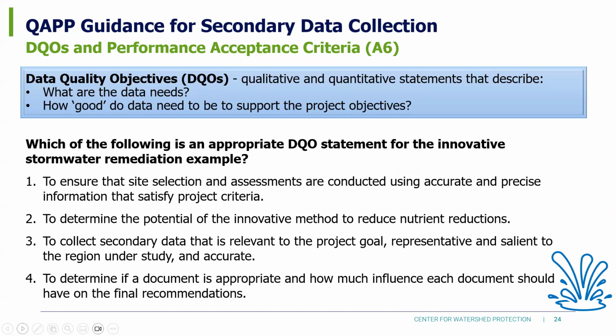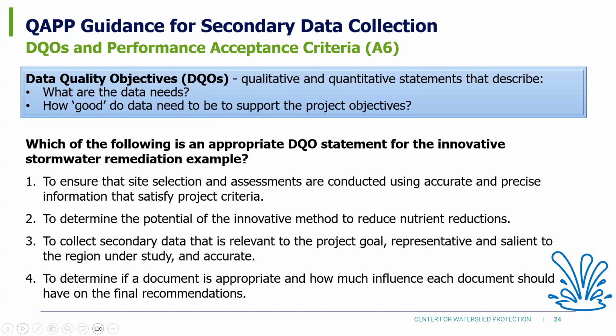So as Lisa previously explained, the data quality objectives are qualitative and quantitative statements that describe what the data needs are and how good the data needs to be to support the project objectives. And so here we have some examples for this innovative stormwater bioremediation project. I'm going to read through these, and then I want you all to tell me which one you think is the appropriate DQO for the project.